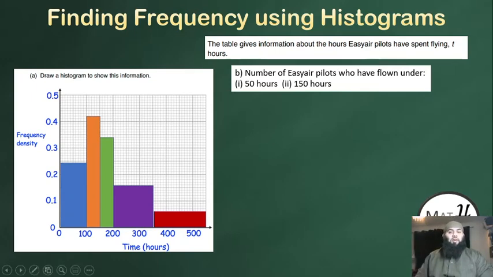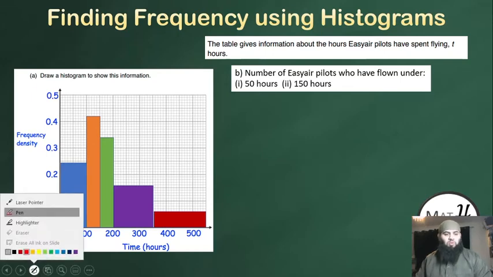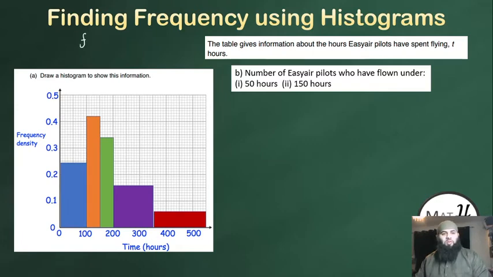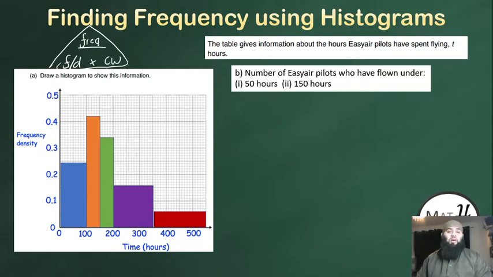To find the frequency, we have to use the same equation that we used before. The equation we are going to be using is this one, the triangle equation. We have the frequency on top, and we have the frequency density, written as FD, times the class width. That's our triangle that we can use. Before, we were using the frequency divided by the class width to find the frequency density, but now we don't have the frequency, and hence we have to do frequency density times the class width.